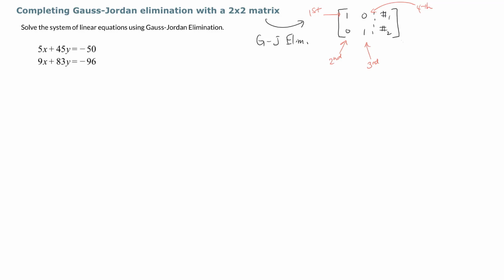The other thing you want to do is avoid fractions as much as you can. So don't introduce fractions early on into the system. Maybe introduce the fractions in late, but try to avoid fractions as much as you can. First thing we want to do is convert that system into a table called a matrix or an augmented matrix. So for this class, we simply write a bracket, 5, 45, dotted line, right where the equal signs are, and then negative 50, 9, 83, and then negative 96.